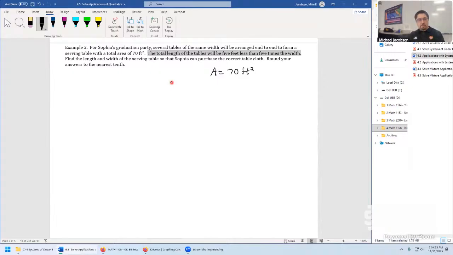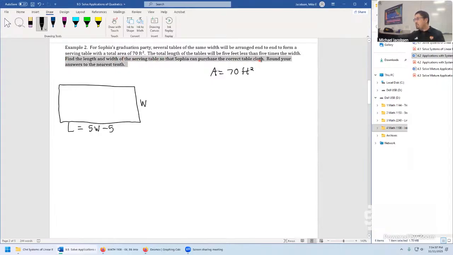So we have a lot of tables lined up end to end. This is going to cause a rectangle structure. So Sophia is a fancy person, and this is going to be a part of her graduation party. One gigantic table with smaller tables laid out end to end. We're told that the length is going to be 5 feet less than 5 times the width. So we can write that in for W. We can consider this to be the width. And the area is 70 feet squared. What we want here is to find the length and the width. So this will be the solution to the problem once we find L and W.